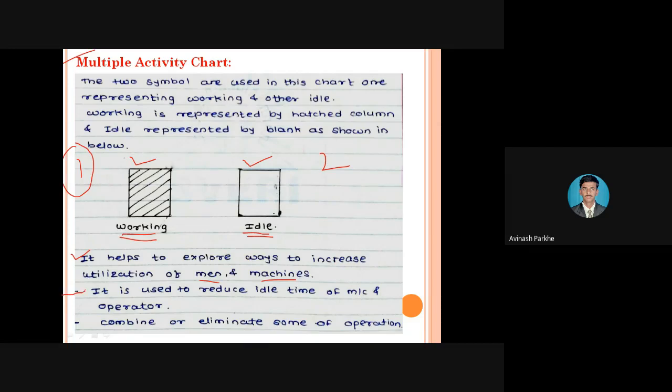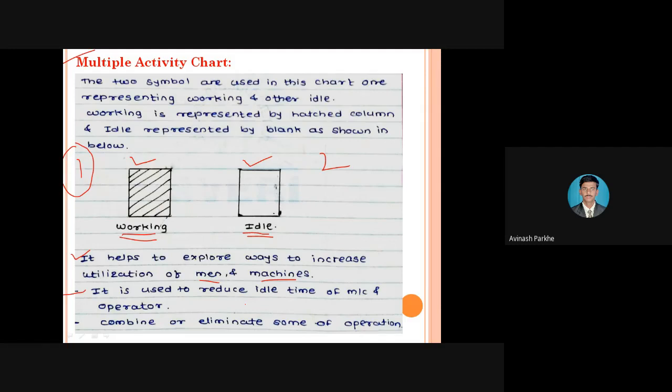Then second, it is used to reduce the idle time of the man, the machine and the operator. Just now we have discussed the unnecessary idle time present between two operations. For example, if the operator is holding the component, after holding the job, when the machine starts, at that time the operator is in idle position. In that idle condition, if we give some other work to that operator, your operation time will be reduced.